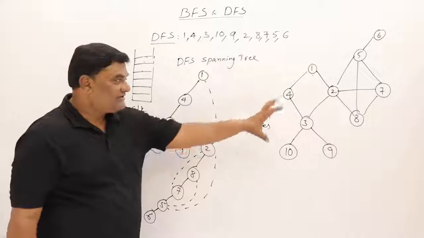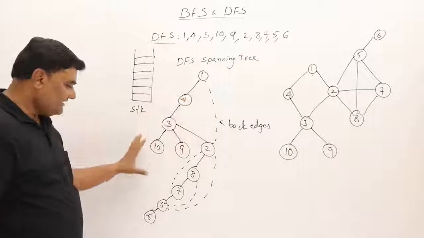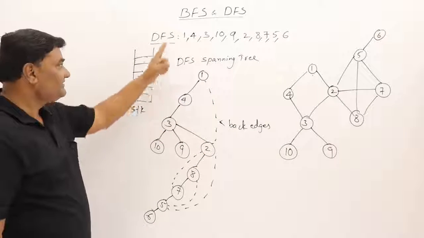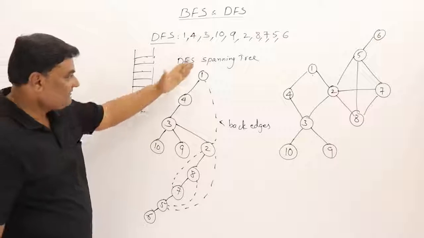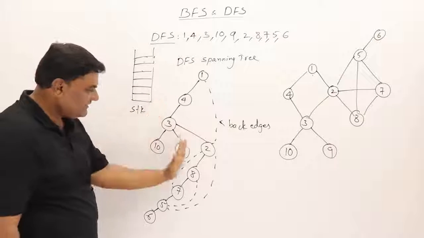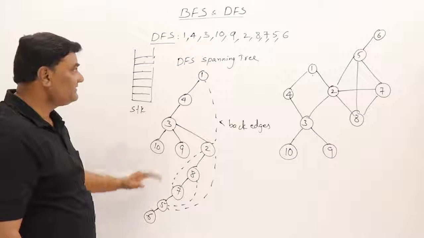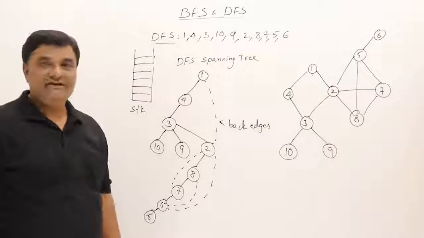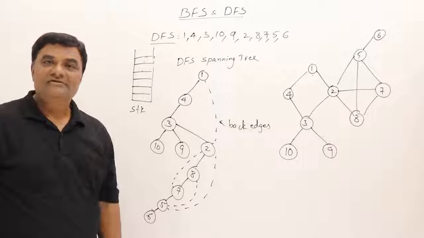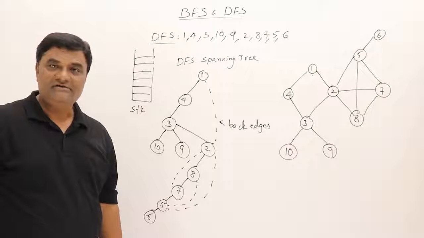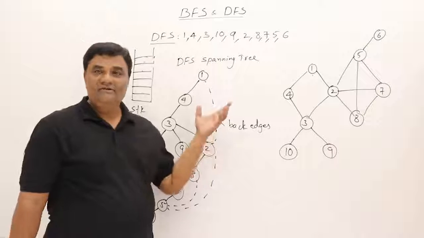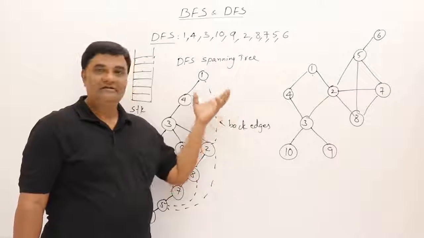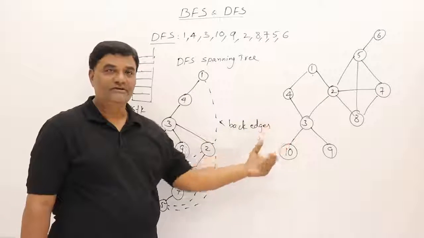So for this graph we can make a tree and perform pre-order. So this is the pre-order of this tree. See, 1 4 3 10, then 9, then 2 8 7 5 6. So this is like pre-order traversal. Now I will write a few more valid depth first searches directly looking into the graph.